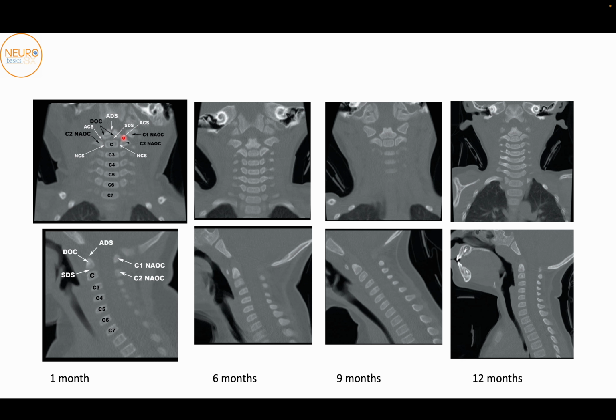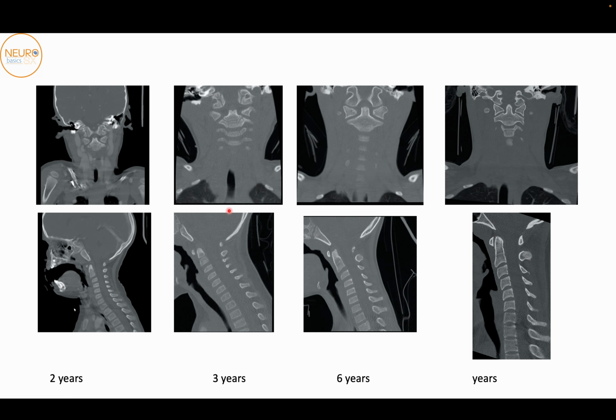As we can see, at 1 month, none of the centers are fused. There's a large amount of space between all the different ossification centers. All the synchondroses are intact. By 6 and 9 months, we're really not expecting massive changes, as the bones will grow in size. That's about it. By 12 months also, nothing really is going to happen. Fusion should happen at least by 9 years.